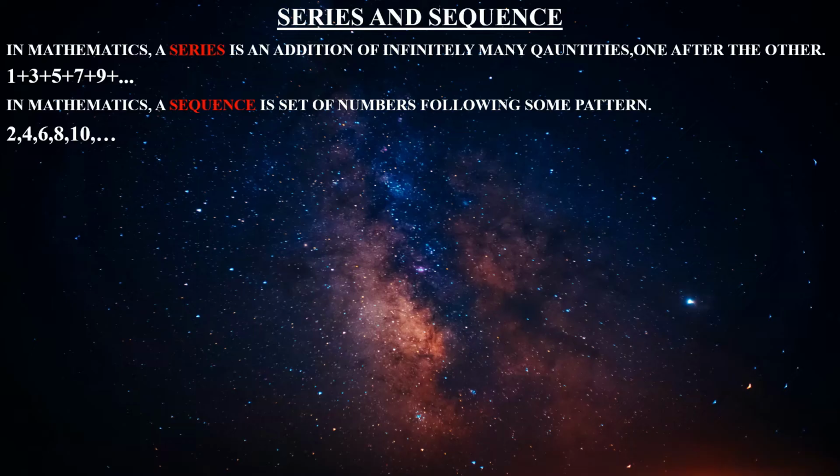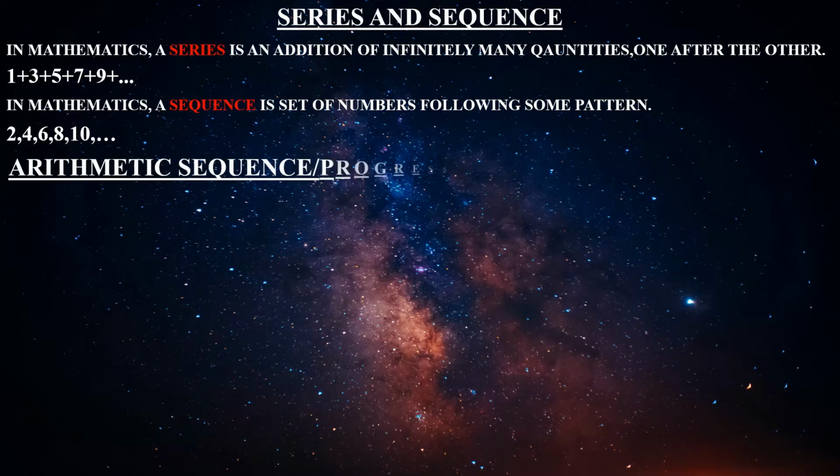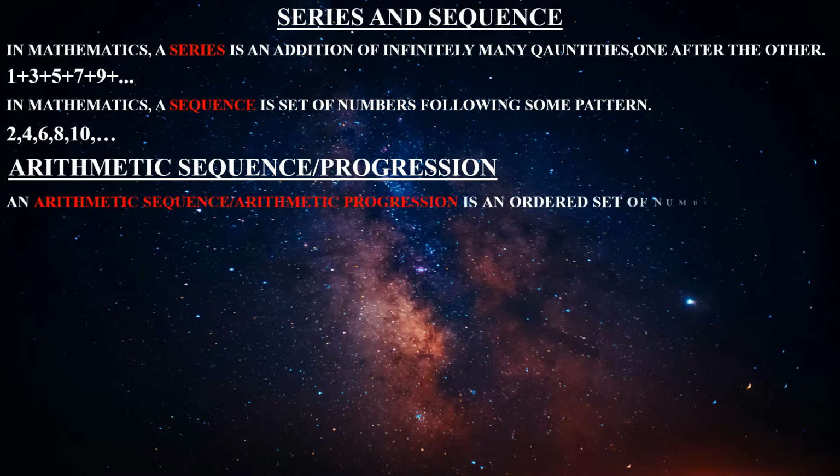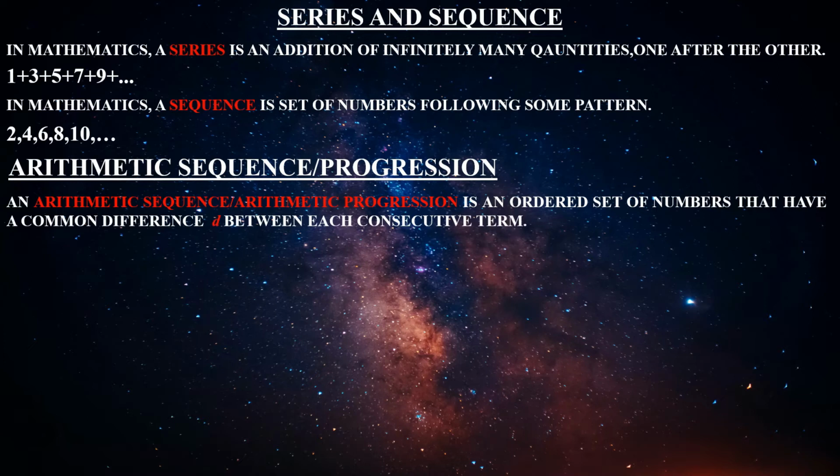Now we have some types of series. In this case, we're going to look at what we call an arithmetic sequence or arithmetic progression. We have another type which we call geometric progression. For now, what is an arithmetic sequence? It's an ordered set of numbers that have a common difference d between each consecutive term. Take note of this because in most cases we're going to be mentioning the common difference, which is represented by d.